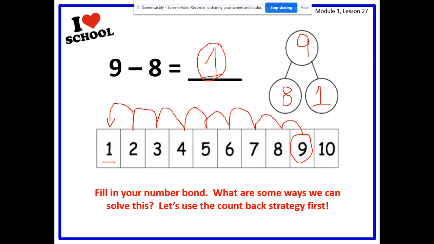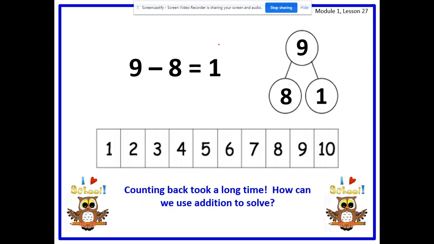I wonder if there's a faster, or should I say more efficient way to solve this. I heard someone else say that we can add instead, which means we can count on, right? So if we think addition, what addition sentence could we write to help us solve 9 minus 8? Now we know the answer, right? But how can we write this as an addition sentence? Let's think about it. Look at your number bond.